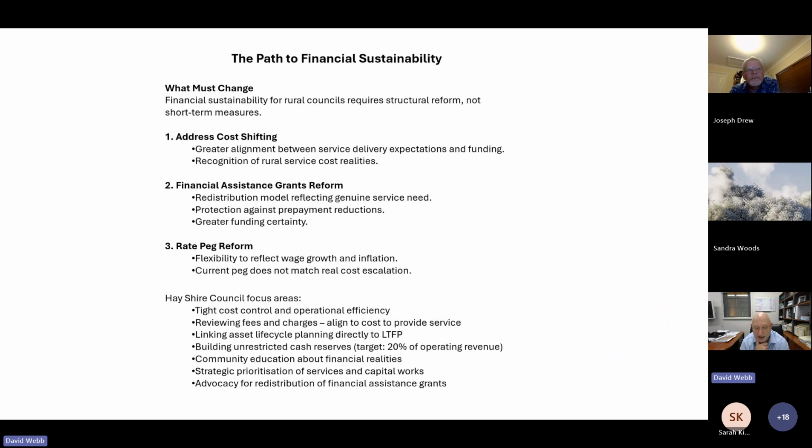We don't have a lot of skin on the bone, but we have had a turnover of staff, and we've got some new staff, and we need to bring them up to a higher level of ability, particularly around cost control and understanding what our costs are. So we're doing a lot of focus on that at the moment. Reviewing our fees and charges, we are way under on the fees and charges, so we need to try and align that more to our costs to provide those services, and we've been discussing that with council recently.